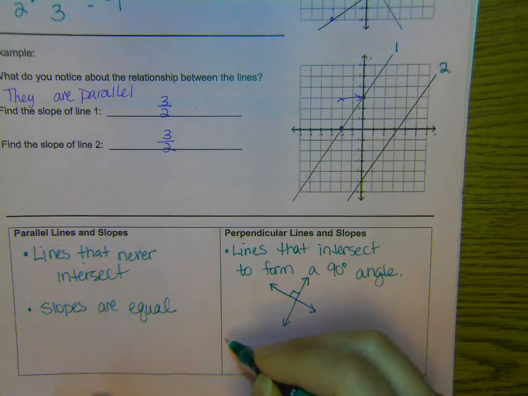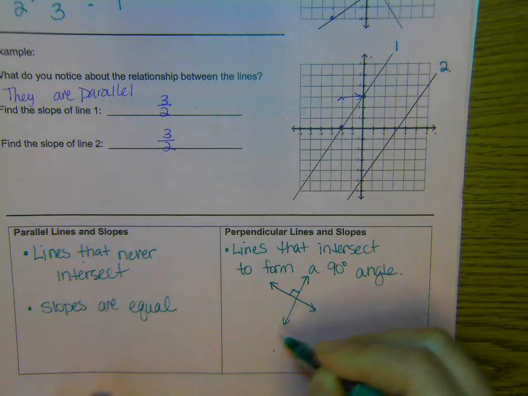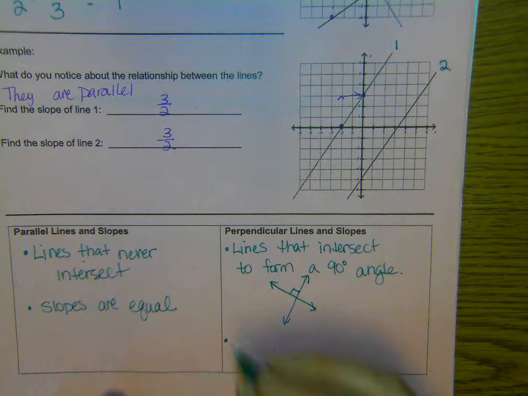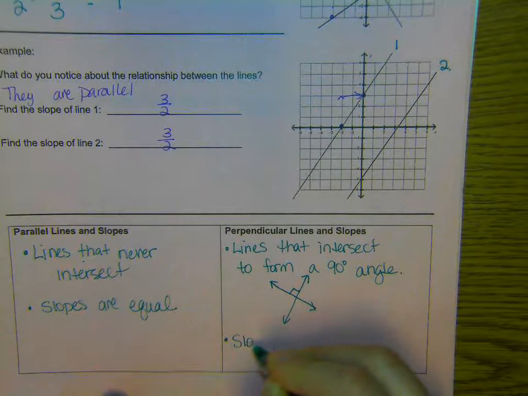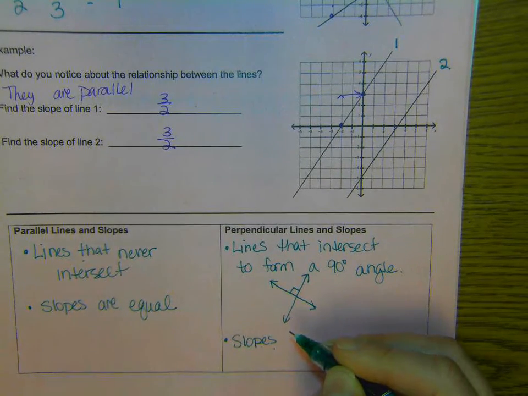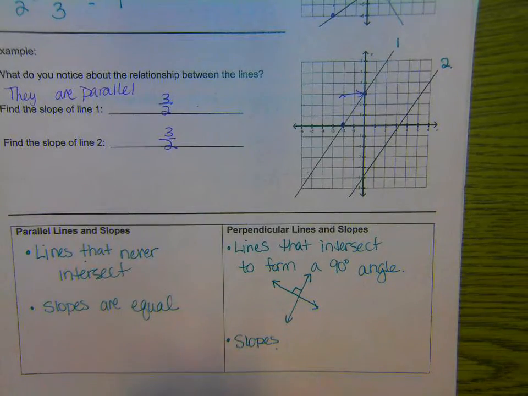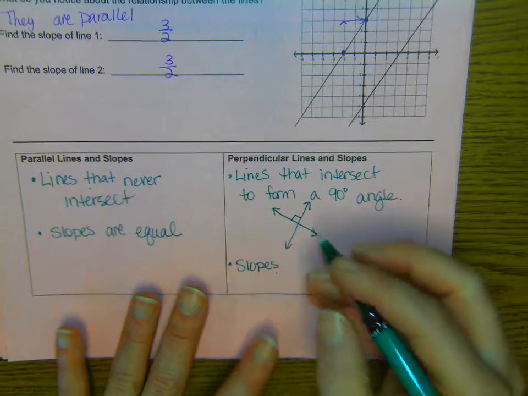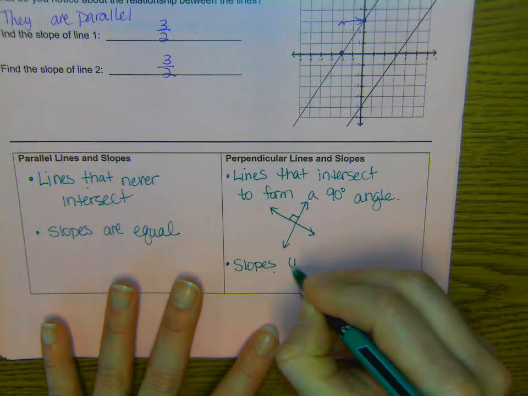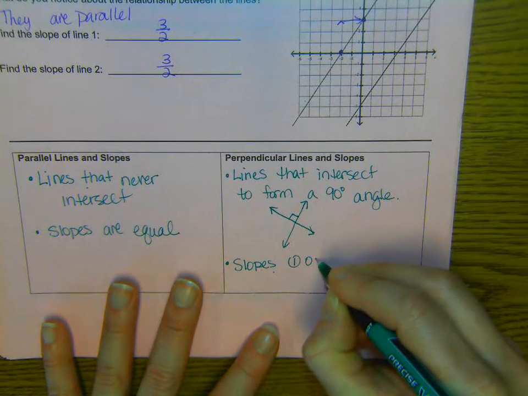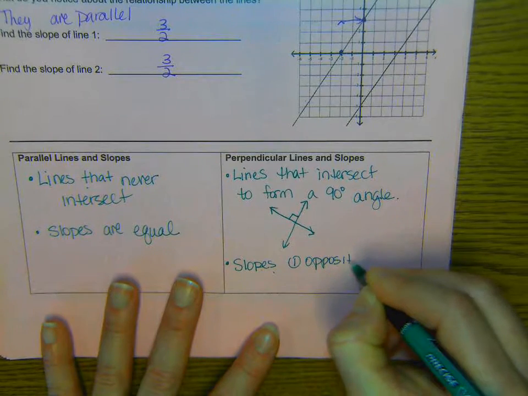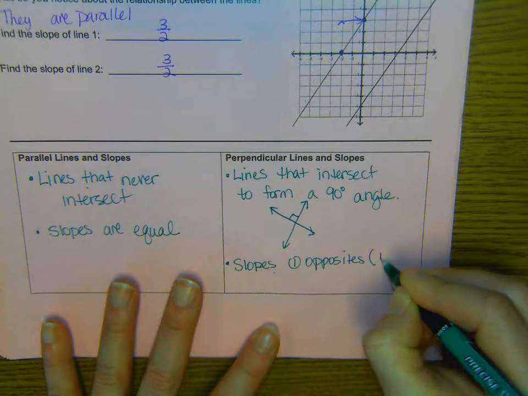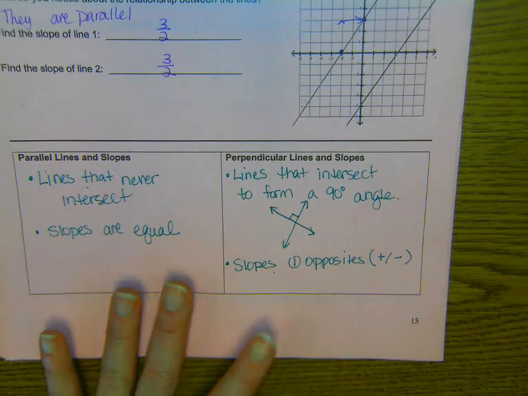So let's talk about the slopes then. When we're just looking at the slopes, we're looking for two things. And it can't just be one of the things, it has to be both in order for the lines to be perpendicular. The first thing is, number one, they are opposites. And opposites means one is positive and the other is negative.